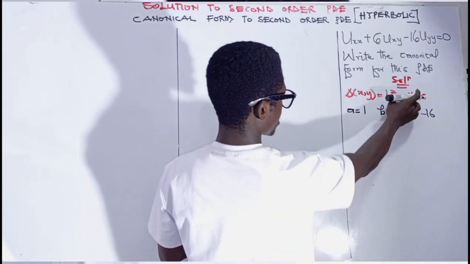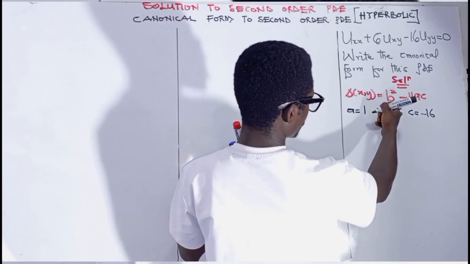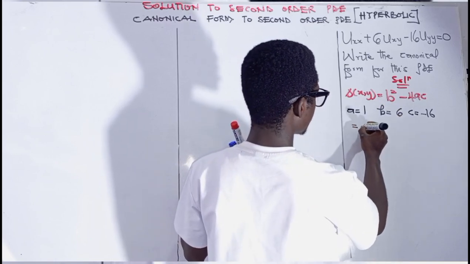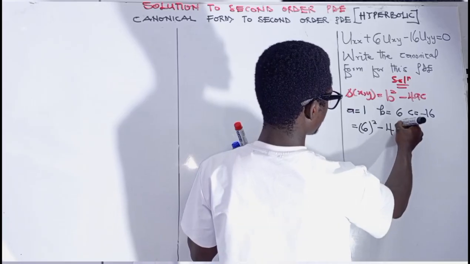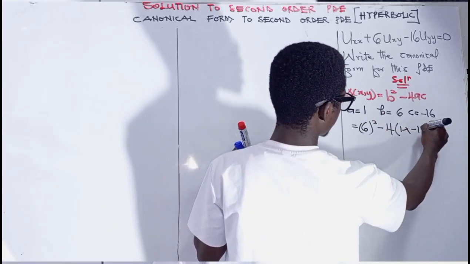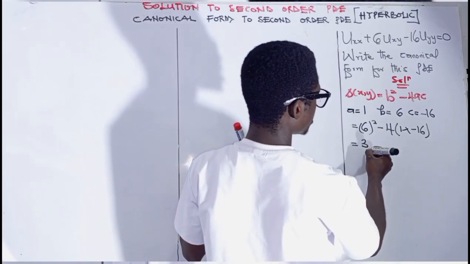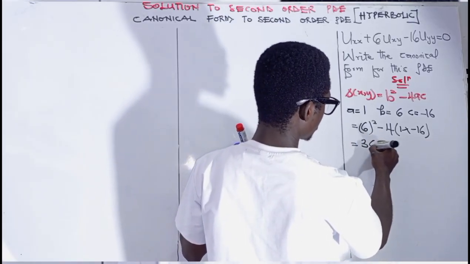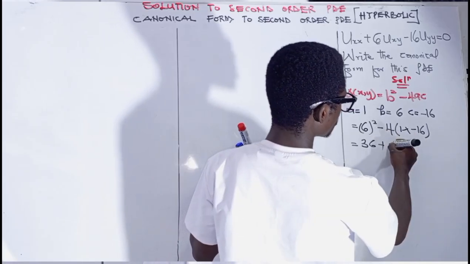So once we have them, we plug them into the discriminant to see what we are going to get. So we have B squared. So we are going to get 6 all squared minus 4. Our A is what? 1 times what? Minus 16. This is giving us what? This is 36. And then we have minus this, and that will give us what? Positive.